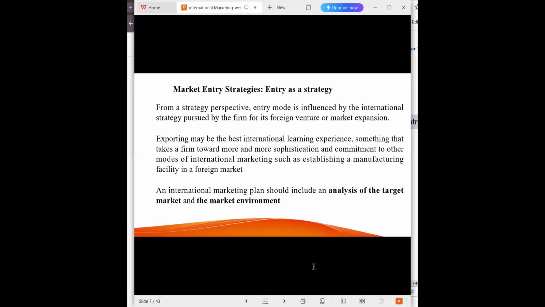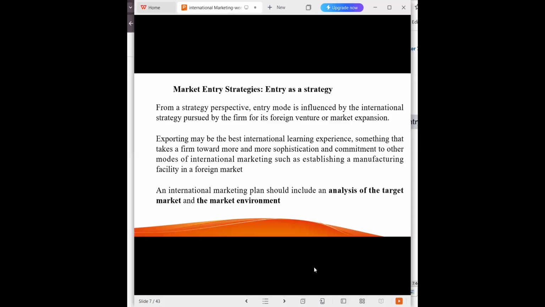And exporting may be the best international learning experience, something that takes a firm towards more and more sophistication and commitment to other modes of international marketing, such as establishing a manufacturing facility in the foreign market. So an international marketing plan should include an analysis of the target market and market environment. We'll look at that towards the end of this class. We'll look at the international marketing plan, but that is part of international marketing that we have to look into aside from the exporting side of it.